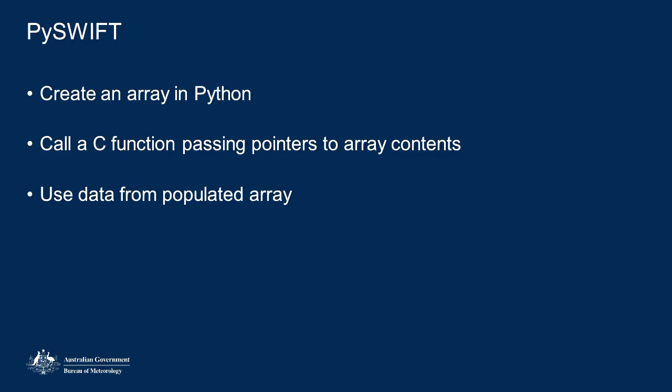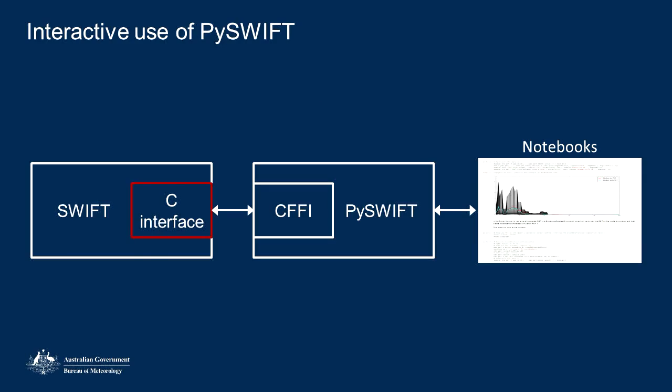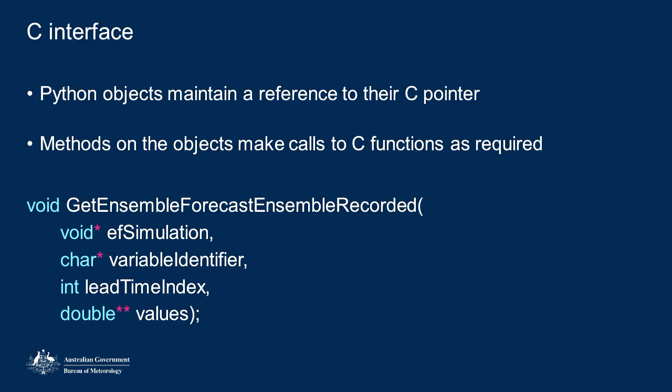And now let's go to PySWIFT. So in PySWIFT, what we do is create an array. So we actually create a NumPy array in Python. But when we call the C function, we just pass in the memory location of the contents. And then we can just reuse that array. So actually, we're sharing the memory between Python and C. Let's go to the C interface. I'll come back to CFFI later on.